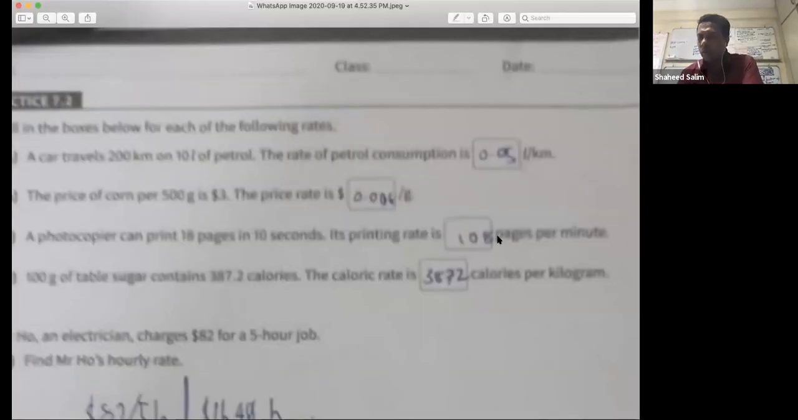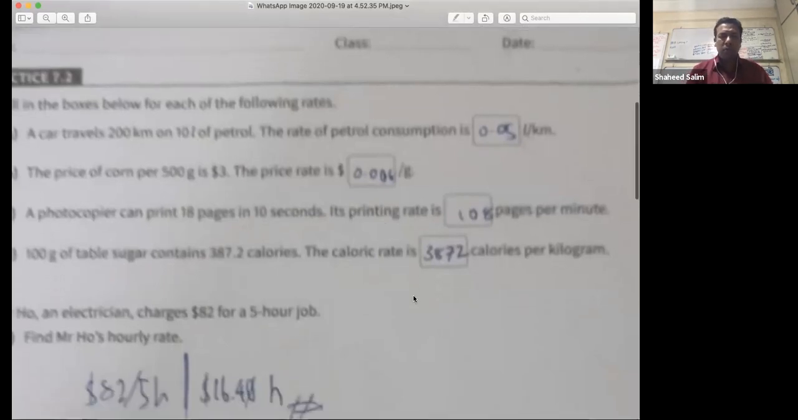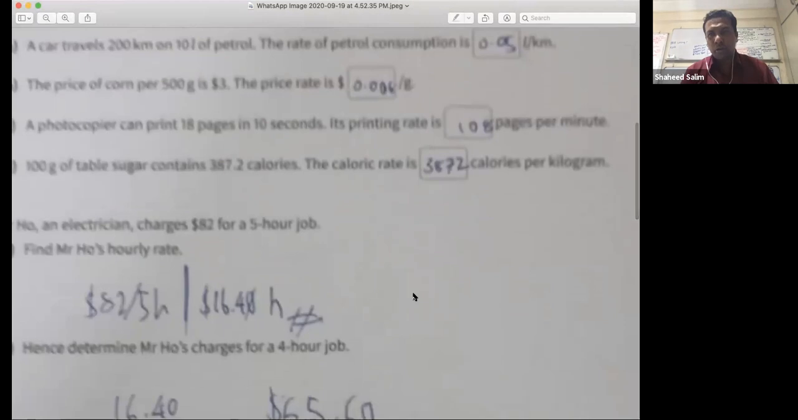The next one is 108, is it? So you're going to times, all right, correct, well done. Over here, it's 3872, good. Have you done all this in school? Yes, you have done. Means you have this book already. Or you have done these questions?